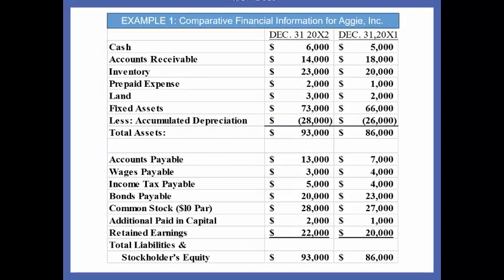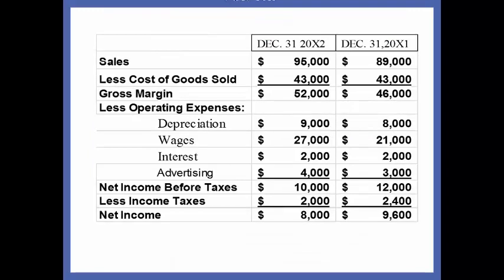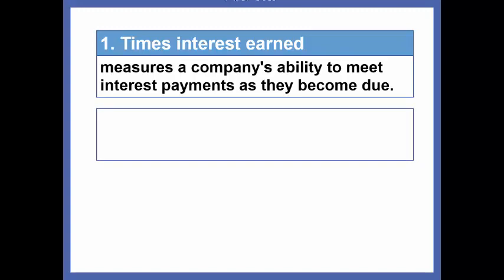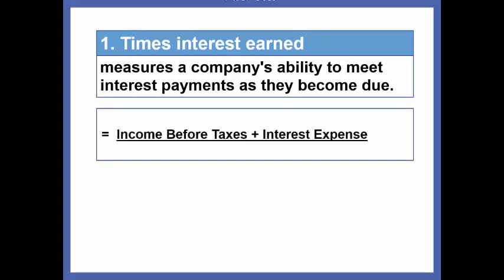All right, so we'll use the financial statements of Aggie Inc., the balance sheet, and the income statement. Find those in your lecture notes. First thing we'll look at is the times interest earned. And this is just looking at the ability to make the periodic interest payments as they become due. The formula is income before taxes plus interest expense divided by interest expense.